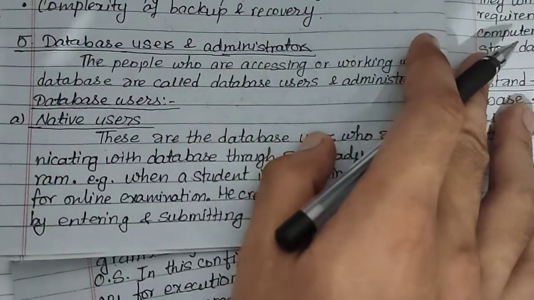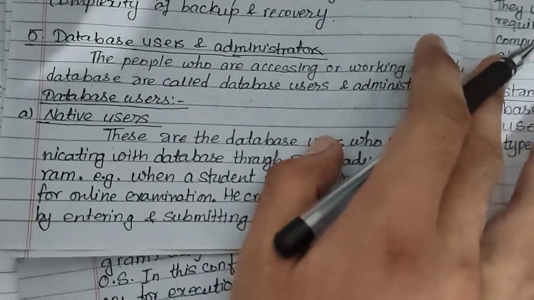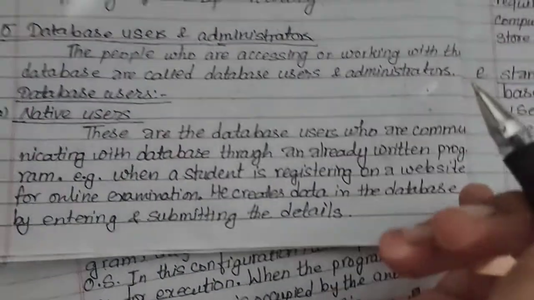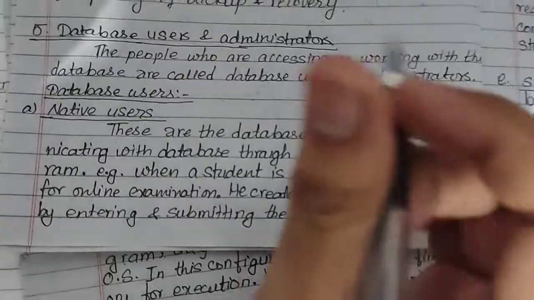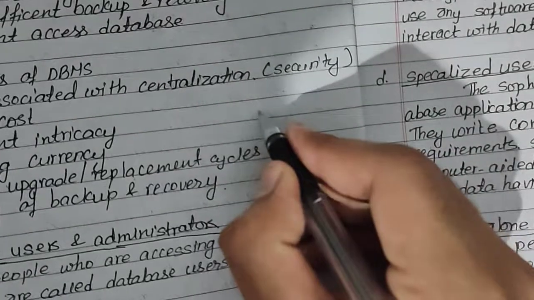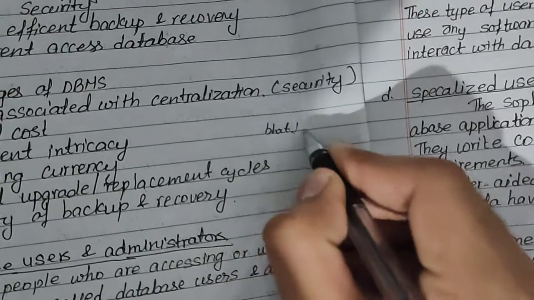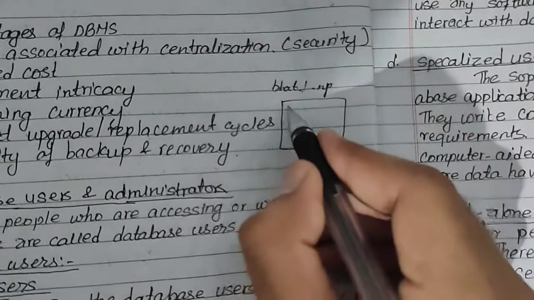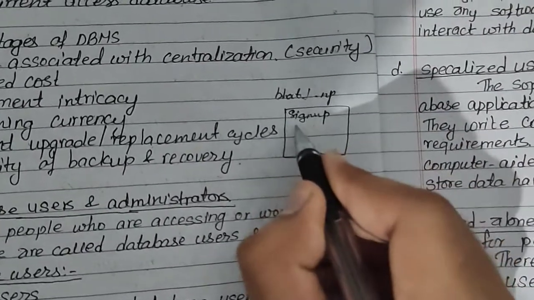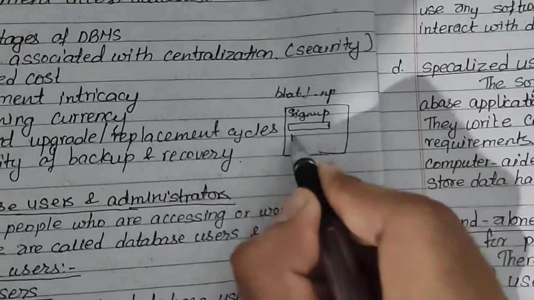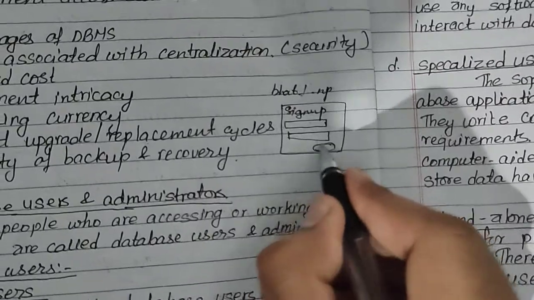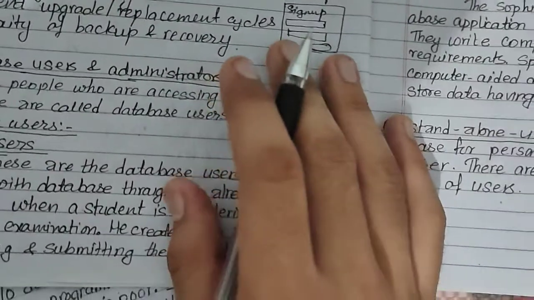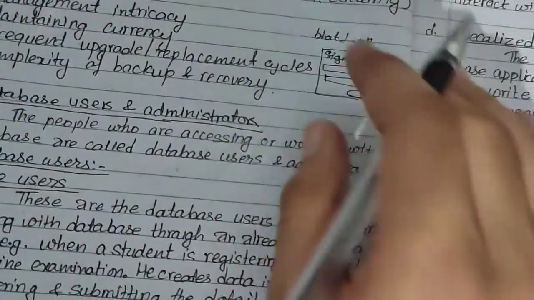The database management system users are native users, application programmers, sophisticated users, specialized users, and stand-alone users. Who are the native users? Suppose we have a website, bhattarai.com.np. If you register on my website, if you sign up there, you have to fill in a form, and then you can access or play a role with that website.